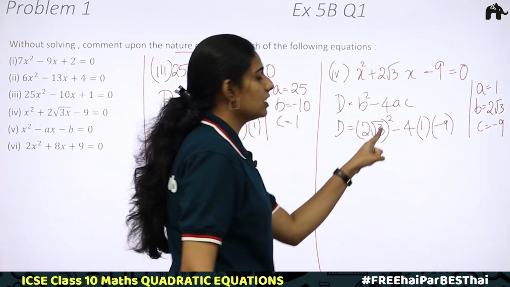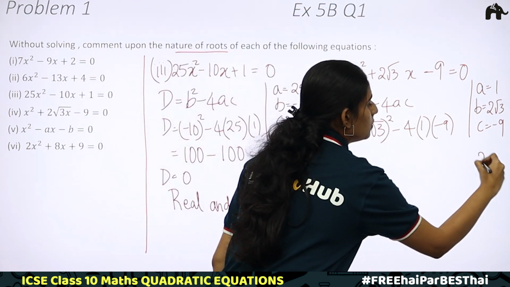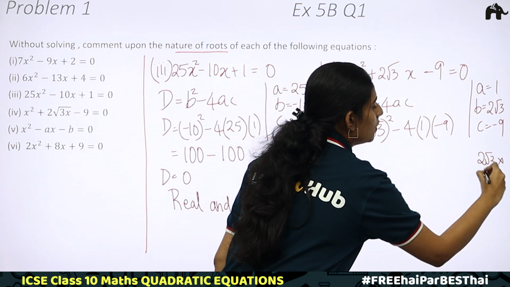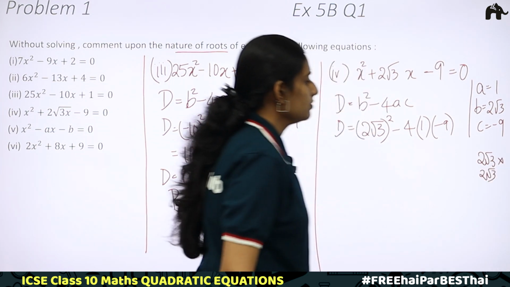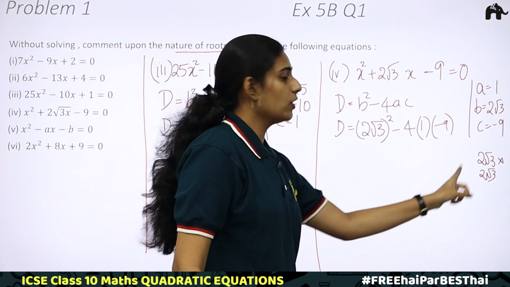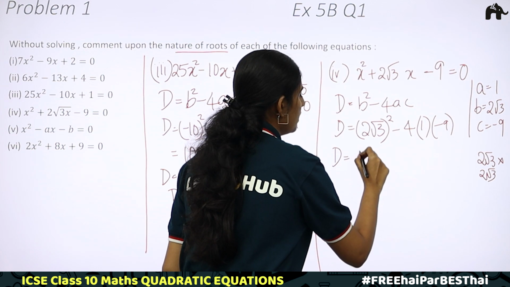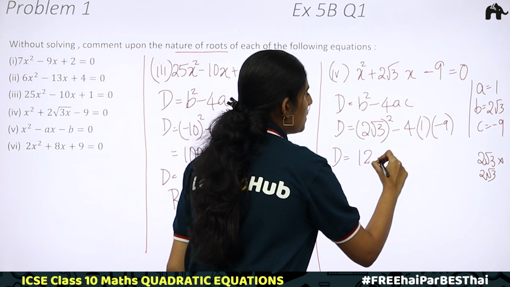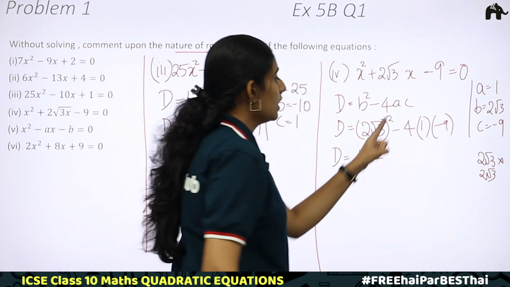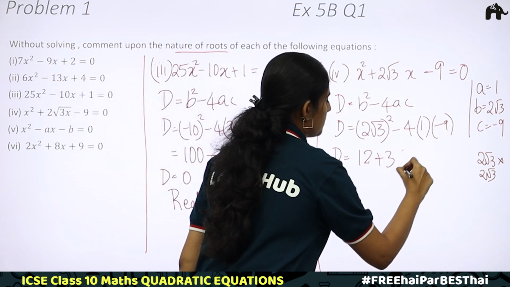What is (2 root 3) whole square? 2 root 3 into 2 root 3. 2 into 2 is 4. Root 3 into root 3 is 3. 4 into 3 is 12. Discriminant is equal to 12 minus 4 into minus 9. That is plus 36. Okay.